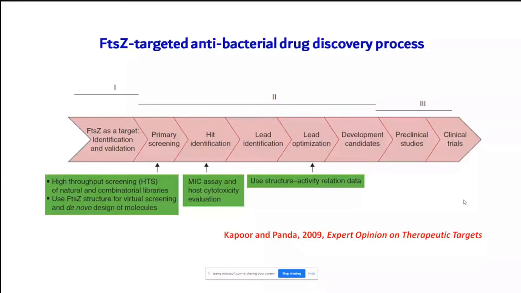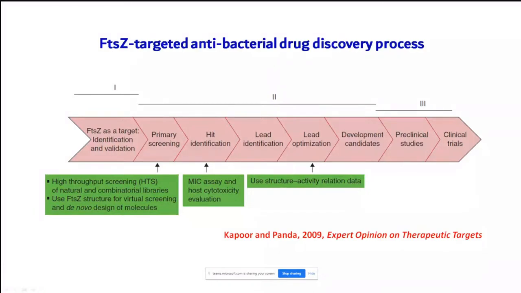For example, several years ago, I wrote an expert opinion on a therapeutic target, FtsZ, the bacterial cell division protein. If you inhibit this protein's activity, bacteria do not divide and ultimately die. Bacteria rule over us by dividing, and if you inhibit FtsZ function, bacteria can't divide. So for the FtsZ drug target: identification, validation, primary screening, hit identification, lead identification, lead optimization, development of candidates, preclinical studies and clinical trials.